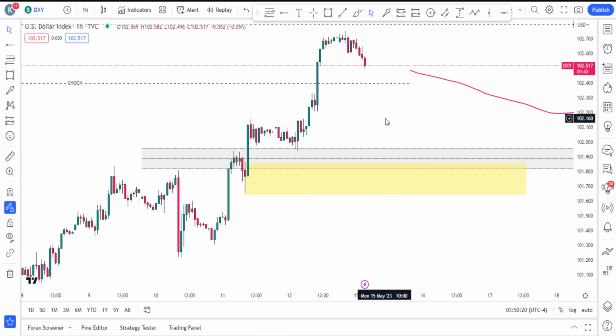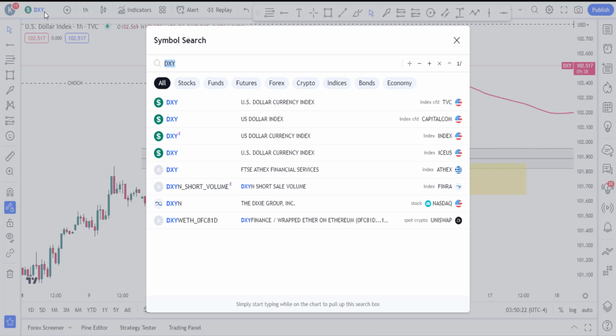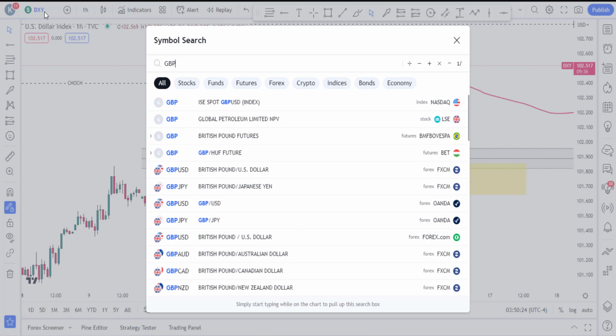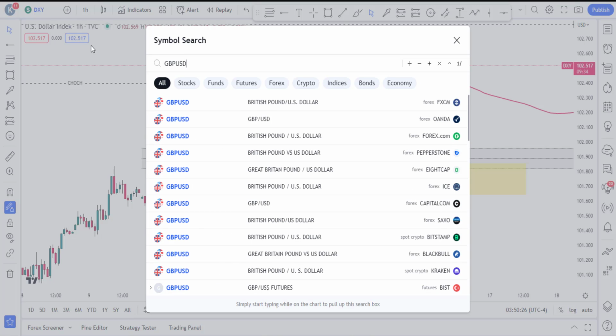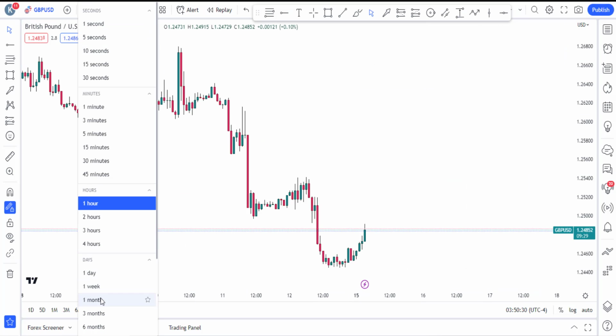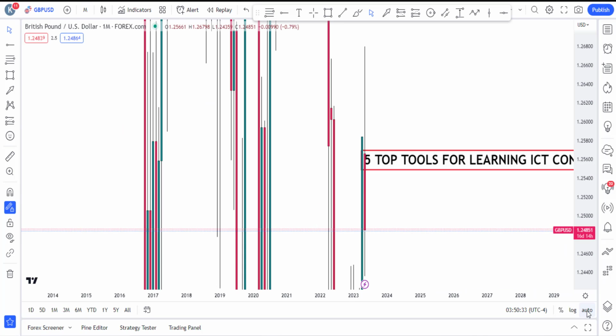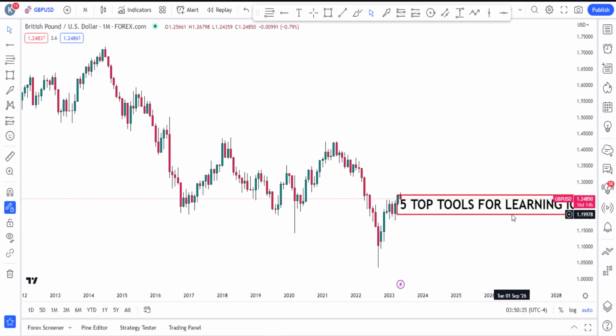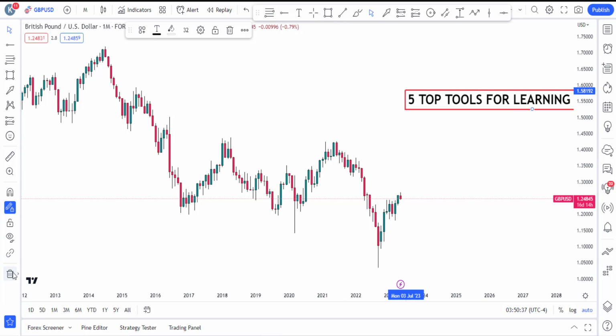So that brings us to go to the GBPUSD. You can use any dollar paired currency. I'm just using GBPUSD because it's my favorite, so you can use any pair. Let's go to the monthly time frame and see what is happening on GBPUSD so that you can have a basic understanding of what is happening.